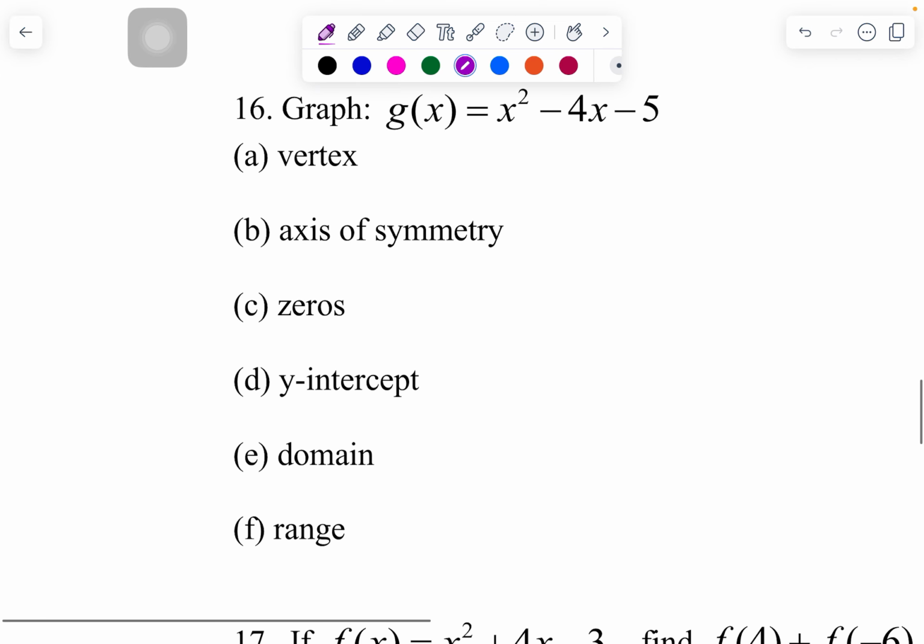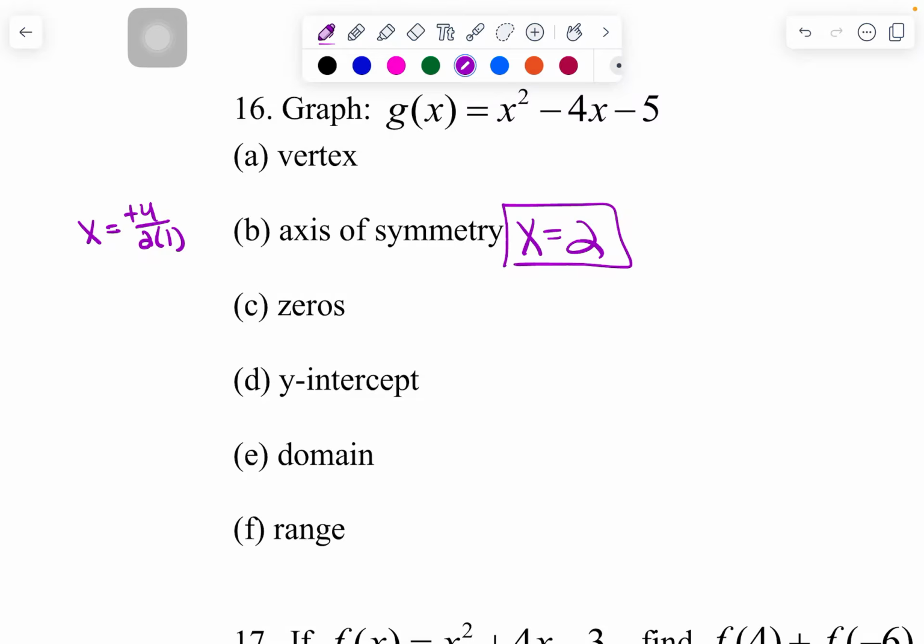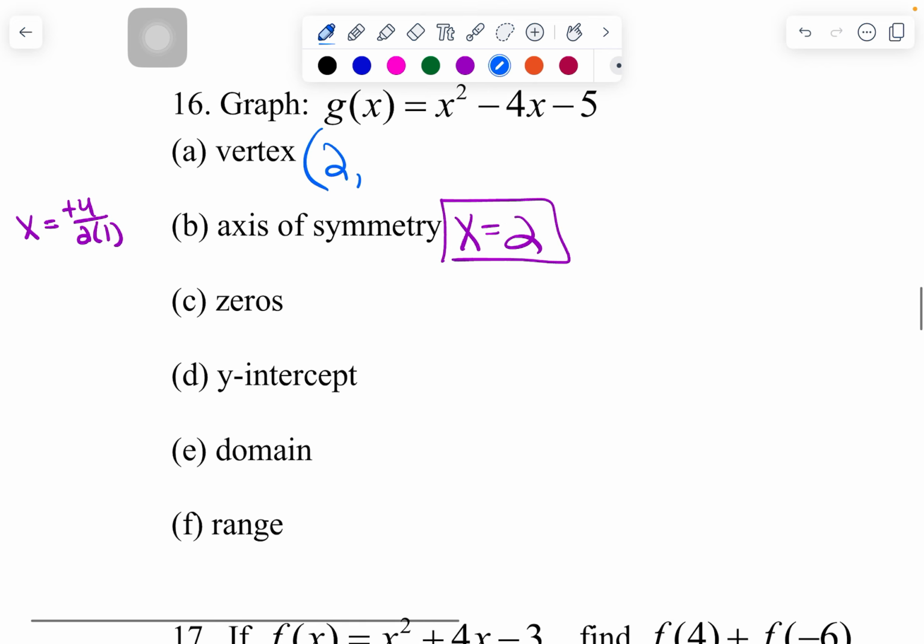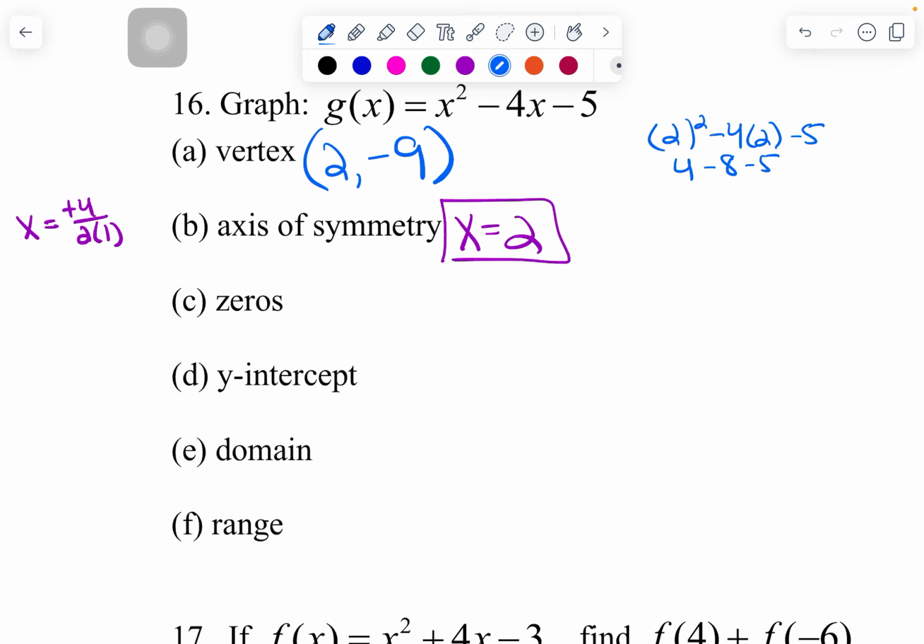All right, axis of symmetry. Let's see what we got here. x is equal to the opposite of b all over 2 times a. So x is equal to 2. That means that my vertex is going to be 2 comma something. Let's find that something there. So let's see, 2 squared, whoops, that's minus 4 times 2 minus 5. So 4 minus 8 minus 5, negative 9. So there's my vertex.